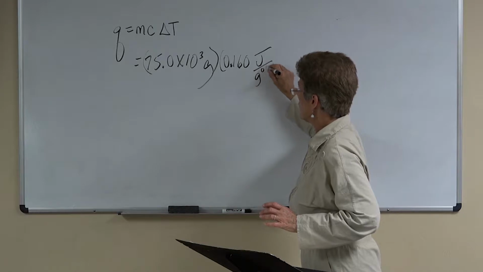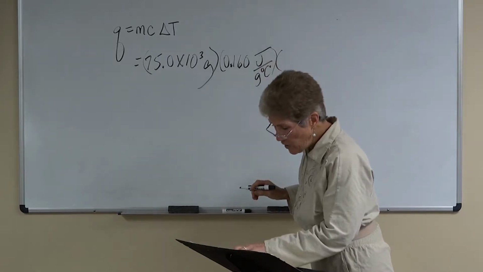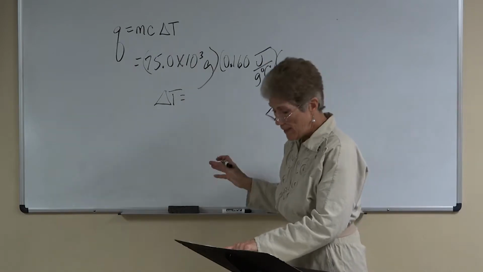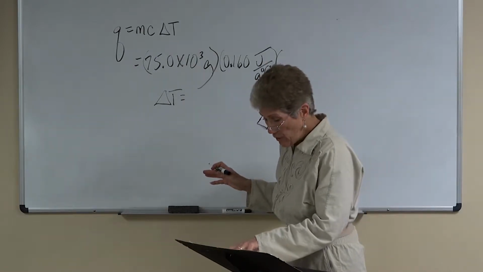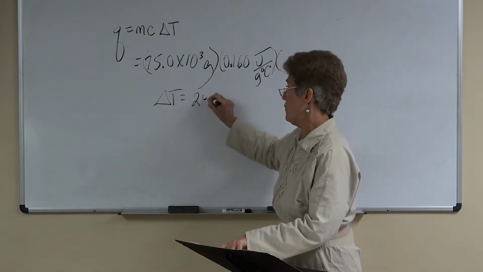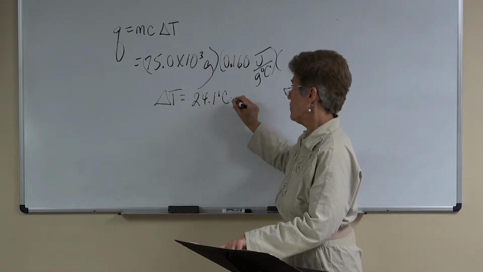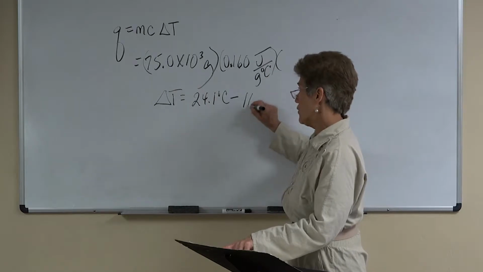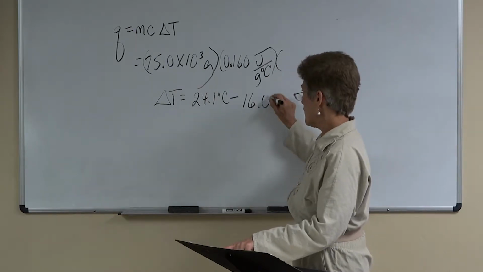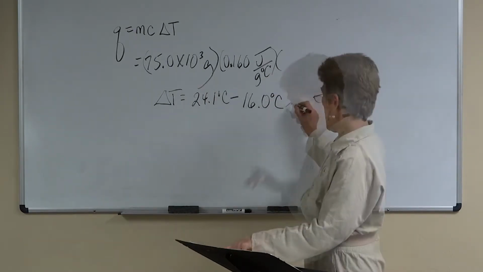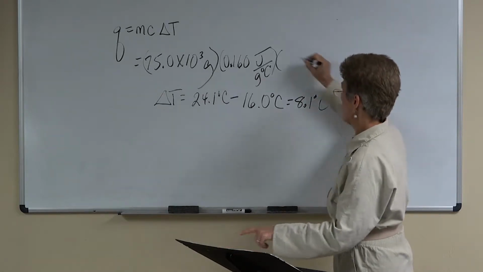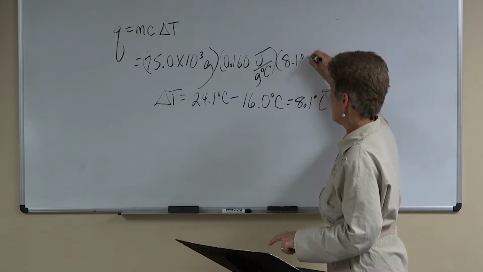joules per gram degrees Celsius, and then the change in temperature, delta T equals, remember it is the final minus the initial, and the final temperature is 24.1 degrees Celsius. Make sure you put them in the right places. It makes a big difference. And its starting temperature was 16 degrees Celsius. That equals 8.1 degrees Celsius. So I'm going to put it here, 8.1 degrees Celsius.